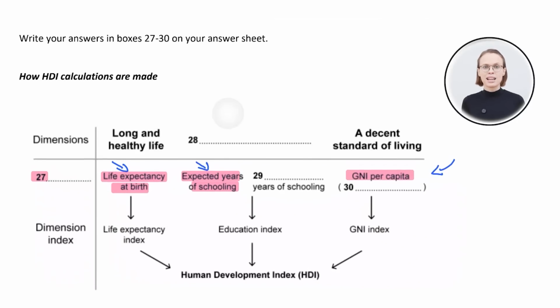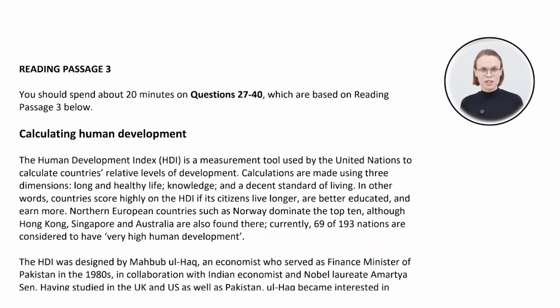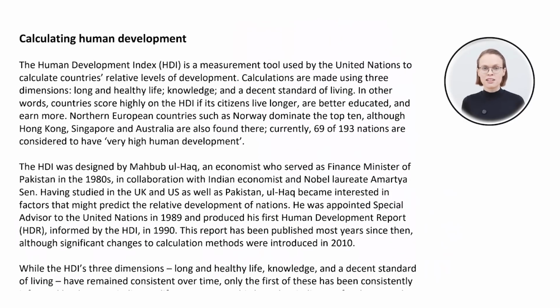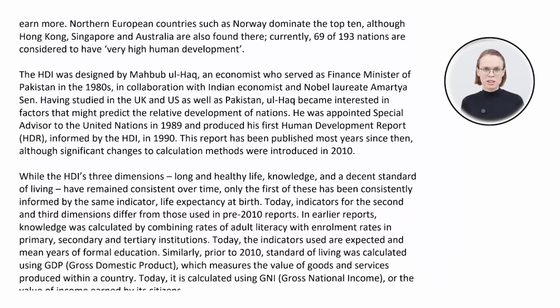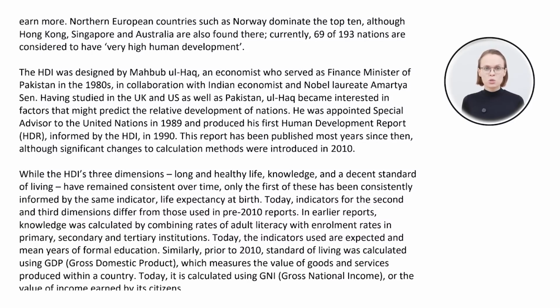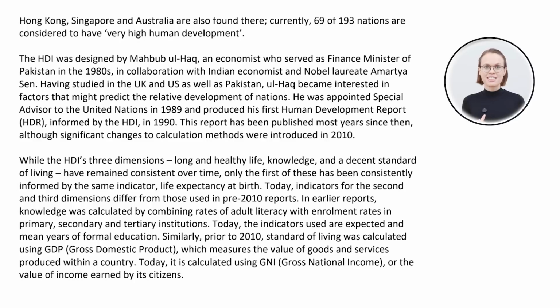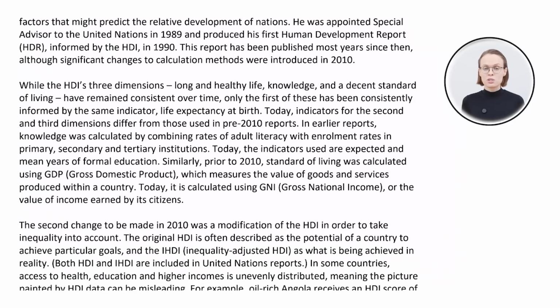Now, let's take a look at the passage. We're looking for life expectancy and expected years of schooling. Where can we find this? Paragraph 1. We start with paragraph 1. Paragraph 1 talks about the Human Development Index, HDI, and describes what this index is about. But there is nothing about life expectancy. Paragraph 2. I can't see anything about life expectancy here. Paragraph 2 seems to describe how the HDI was created, and we're not interested in that. So let's check out paragraph 3.